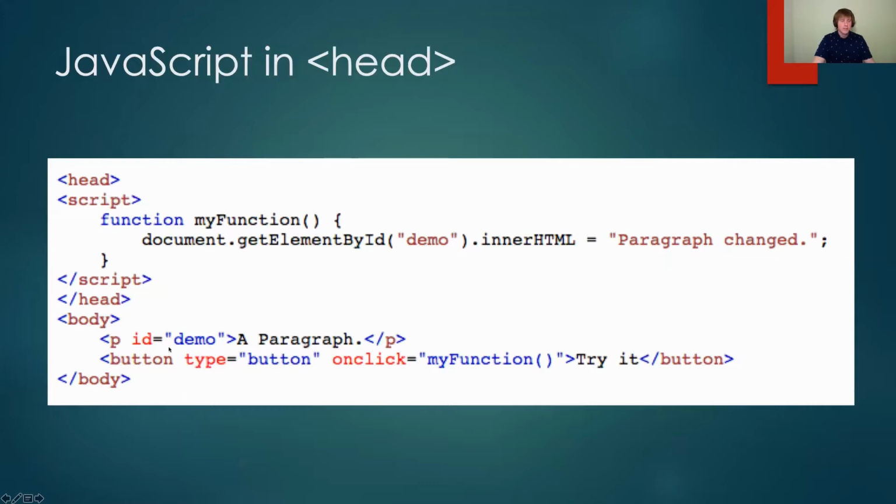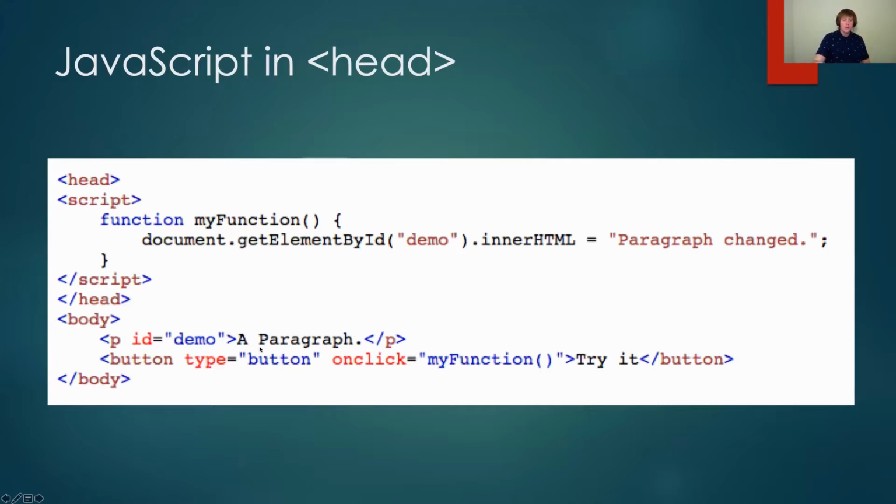So by default, it's going to say a paragraph. I click on the button. It's going to then come up here in the script tag and change it to paragraph changed. And the inner HTML is going to be, here's the start paragraph tag and the close paragraph tag. The inner HTML is this text in between.